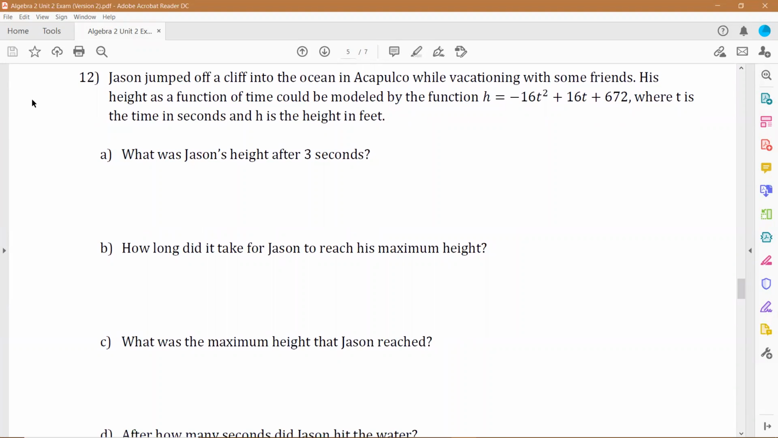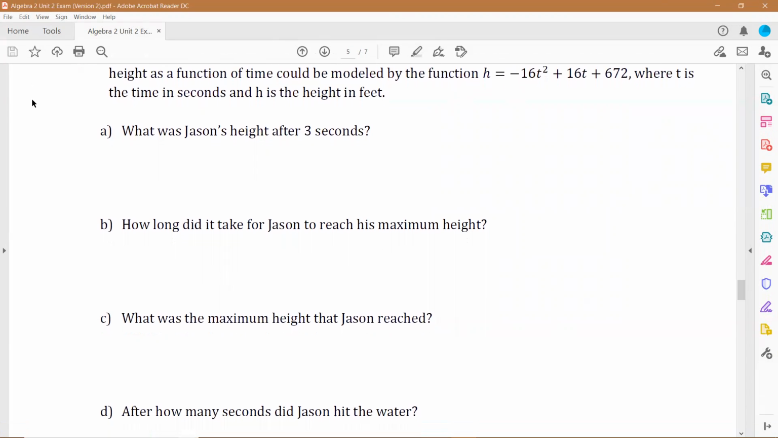Question number 12, we have Jason who's jumping off a cliff into the ocean. His height as a function of time could be modeled by this equation here. H equals -16t squared plus 16t plus 672. T is the time in seconds and H is the height in feet. So part A wants to know Jason's height after 3 seconds. How would we find Jason's height after 3 seconds?